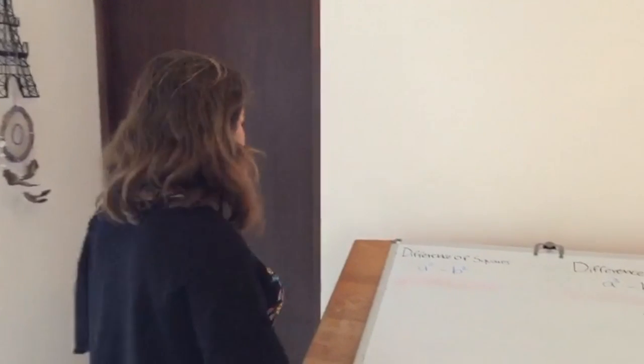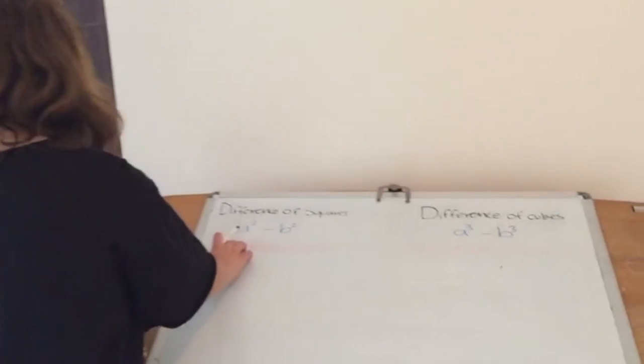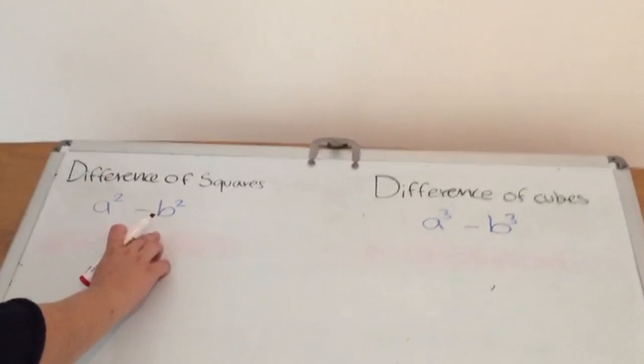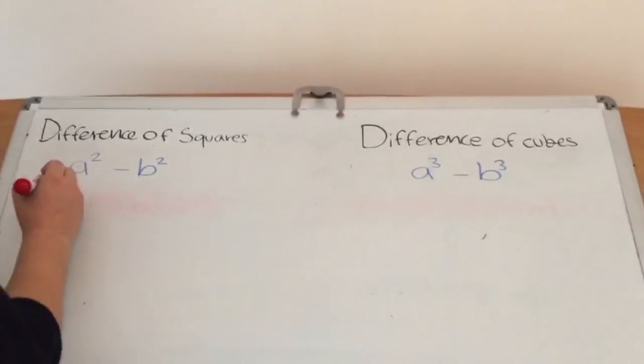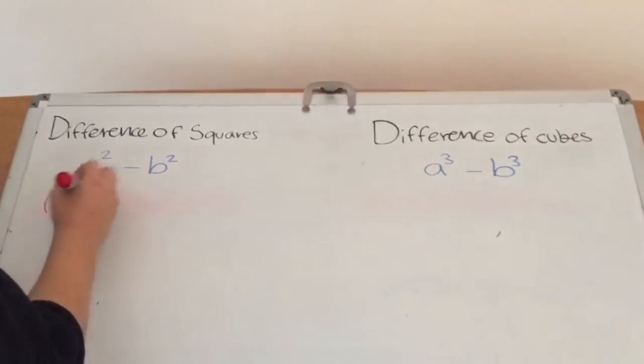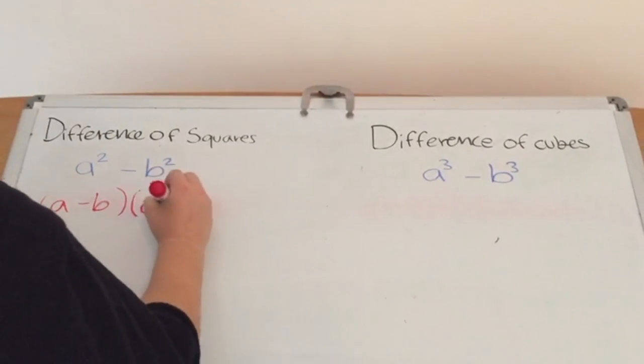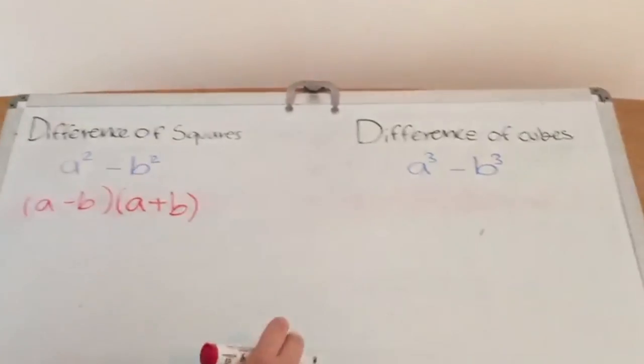Problem, this is what you need to know. Difference of squares is when you have the square of a number minus the square of another. This factors out in a minus b times a plus b.